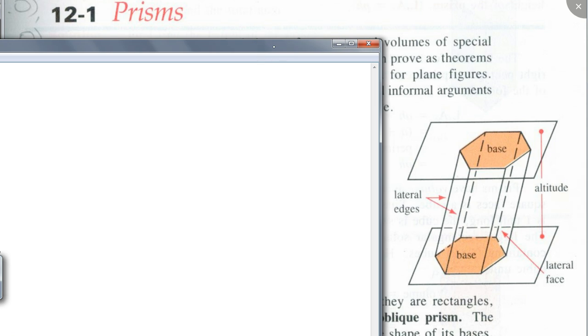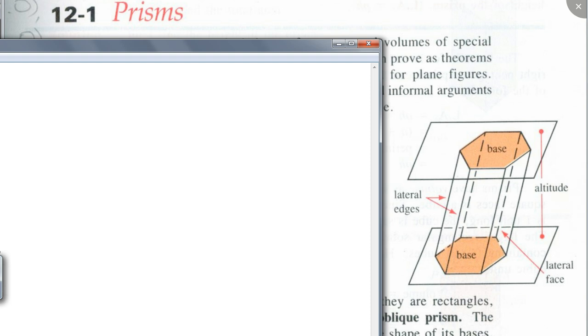As you can see, this prism is a three-dimensional figure. The two bases are parallel. The two bases are congruent. Many times we're used to prisms that are right prisms, which means the bases are right on top of each other. This one happens to not be a right prism.